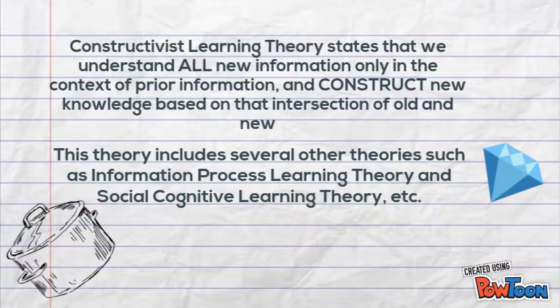Lastly is the constructivist learning theory. This theory states that we understand all new information only in context of prior information, and construct new knowledge based on that intersection of old and new. This theory includes several other theories, such as information process learning theory and social cognitive learning theory.